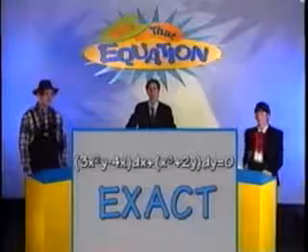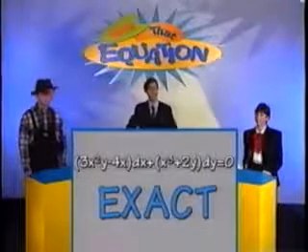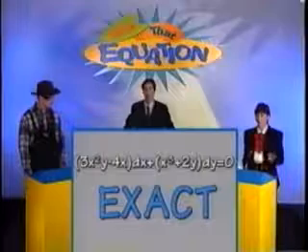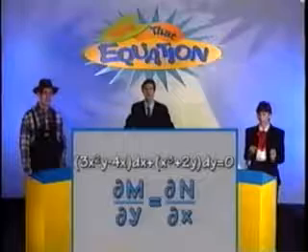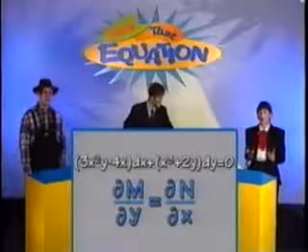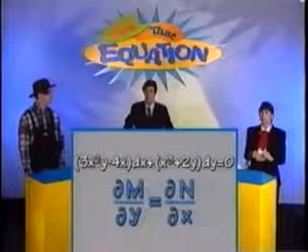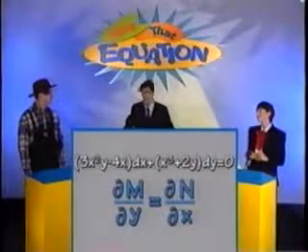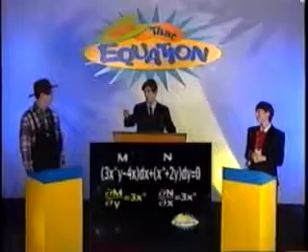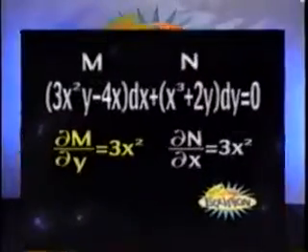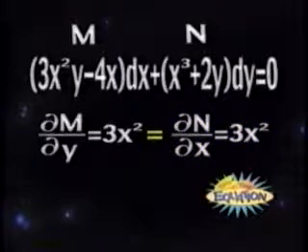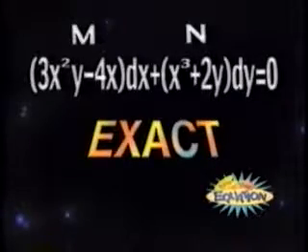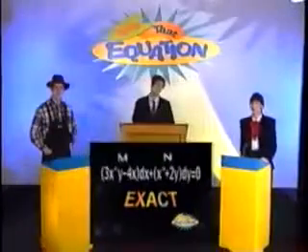How do we know? Well, look at the form. When an equation is split into two parts like this, the first thing to do is to see if the partial derivative of the first part, M, with respect to y, is equal to the partial derivative of the second part, N, with respect to x. This is the old M and N deal. Look here. The partial derivative of M with respect to y is just 3x squared. The partial derivative of N with respect to x is also 3x squared. So these two are equal. Therefore, this is an exact differential equation, and we would use that technique to solve it.